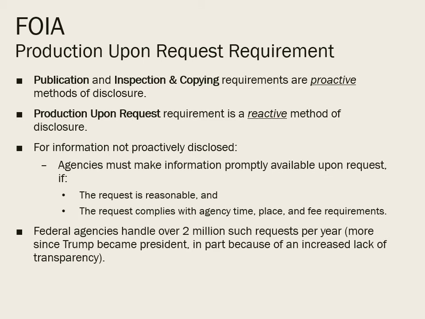So the publication and the inspection and copying requirements, these are proactive methods for agencies to disclose information. There's also the production upon request requirement, which is a reactive method. So production upon request is actually what we typically think of as a FOIA request. If agencies haven't made information available, then members of the public, including organizations, can go ahead and request it. And then agencies are supposed to make that information promptly available, so long as the request is reasonable and it complies with agency time, place, and fee requirements.